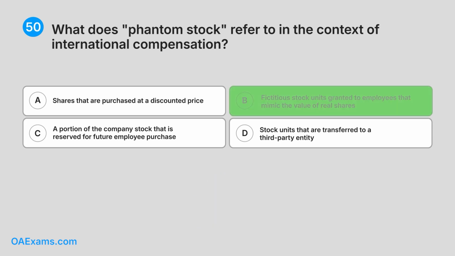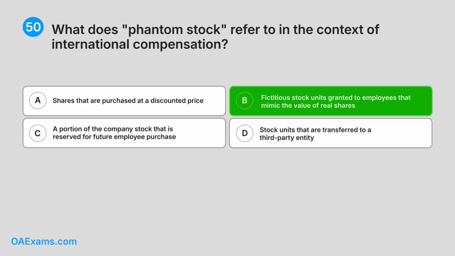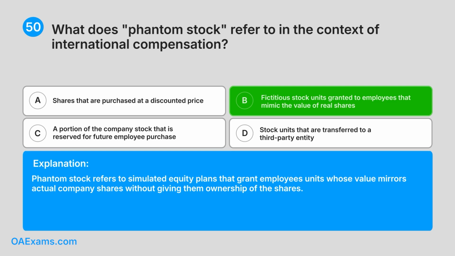Correct answer, B. Fictitious stock units granted to employees that mimic the value of real shares. Explanation. Phantom stock refers to simulated equity plans that grant employees units whose value mirrors actual company shares without giving them ownership of the shares.